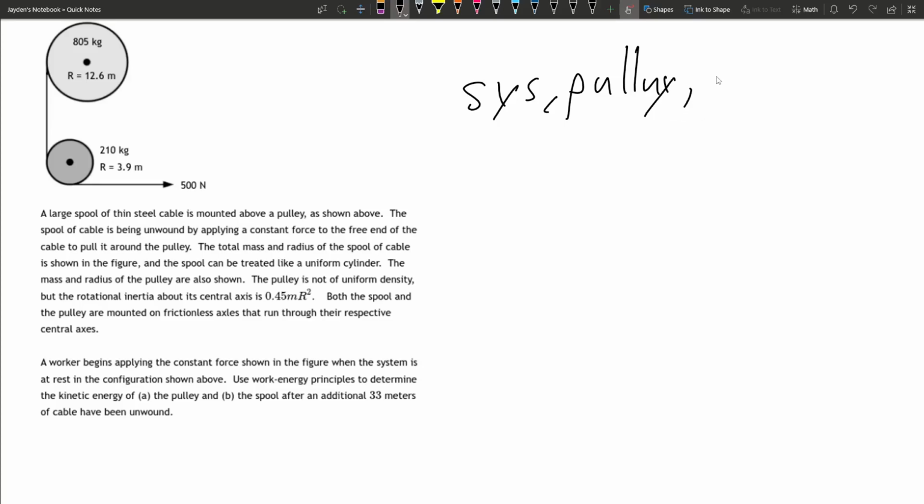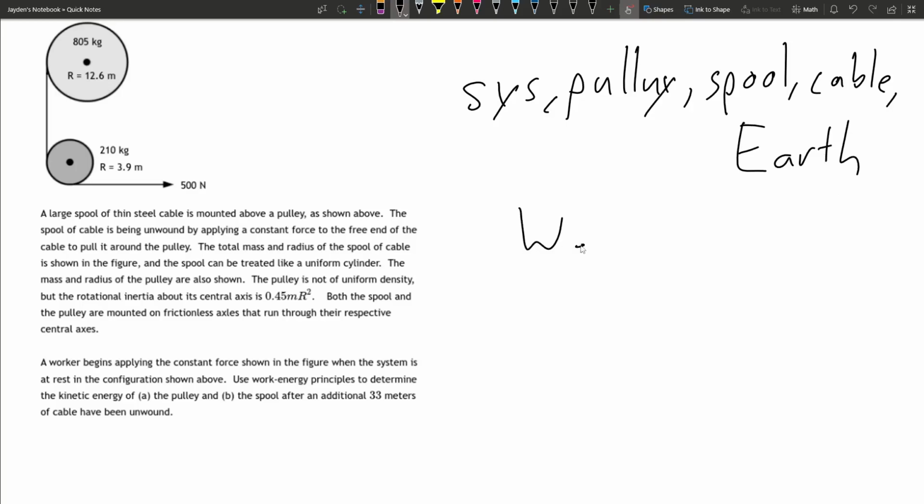Pulley, spool, and I guess the cable, and the earth, if you want to say that. So the external work is equal to the change in energy of a system. But in the system, this force is not included. So that means force times the distance.